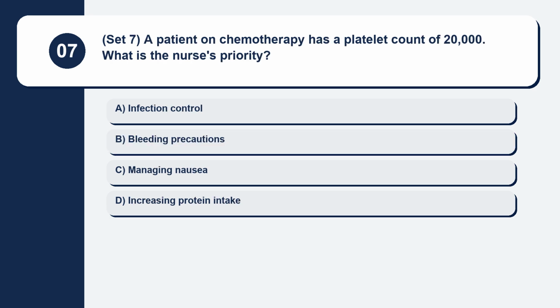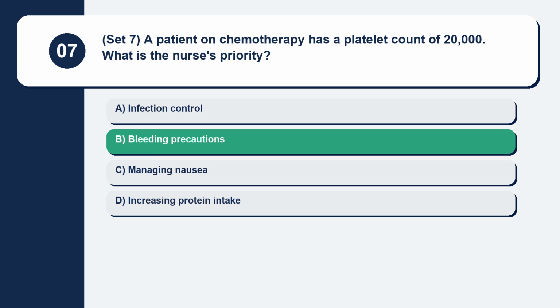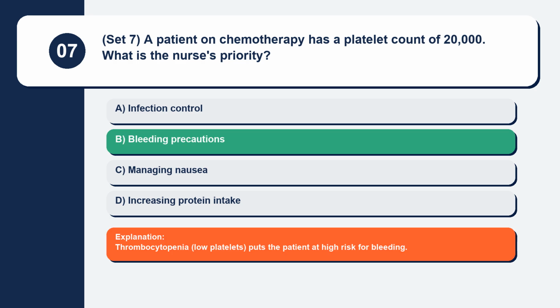Question 7. Set 7. A patient on chemotherapy has a platelet count of 20,000. What is the nurse's priority? Infection control, bleeding precautions, managing nausea, increasing protein intake. Thrombocytopenia, low platelets, puts the patient at high risk for bleeding.